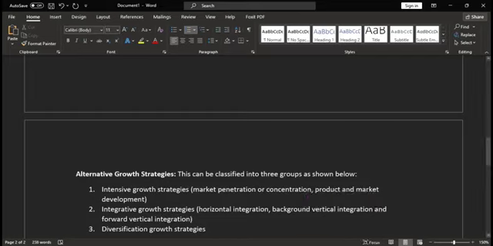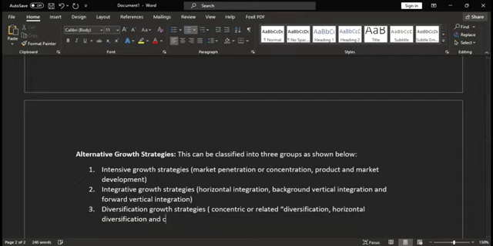The diversification strategies are made up of concentric or related diversification, horizontal diversification, and conglomerate or unrelated diversification.